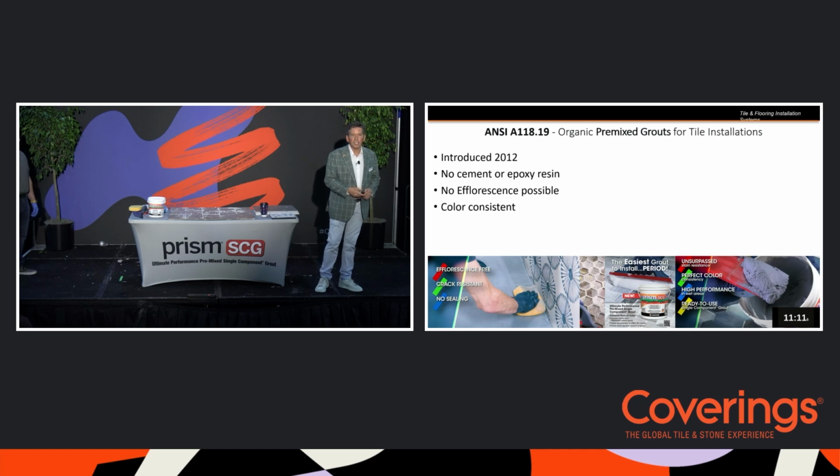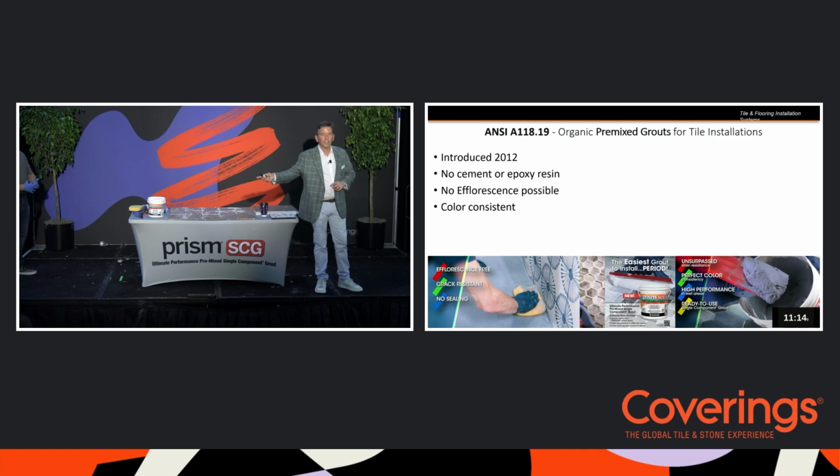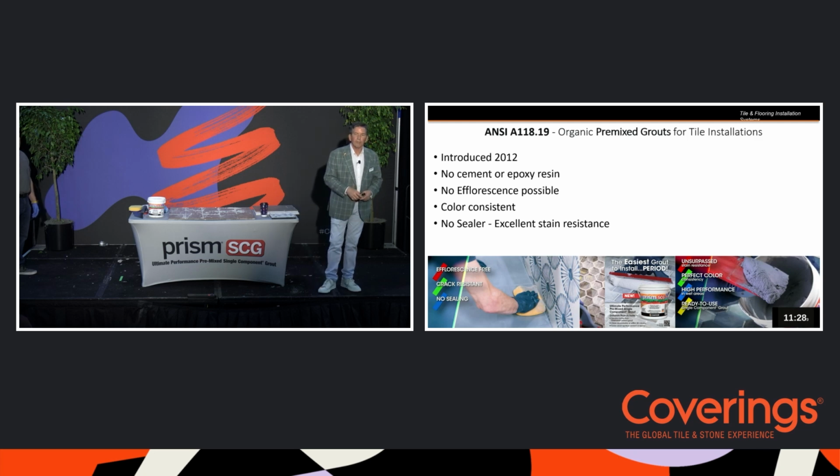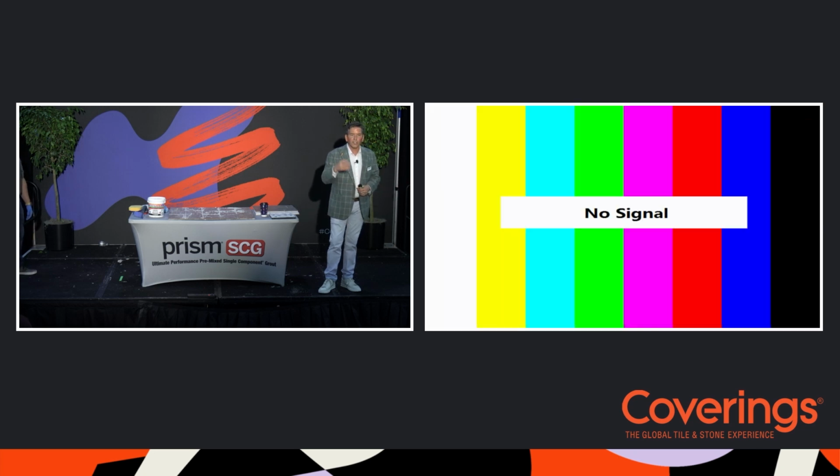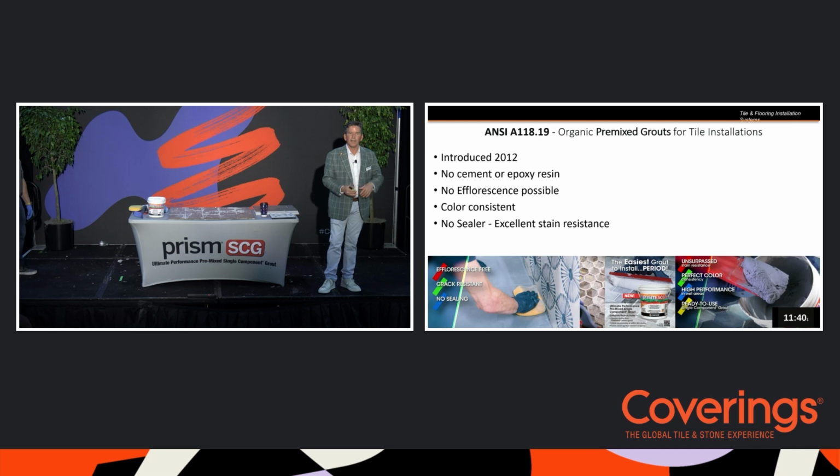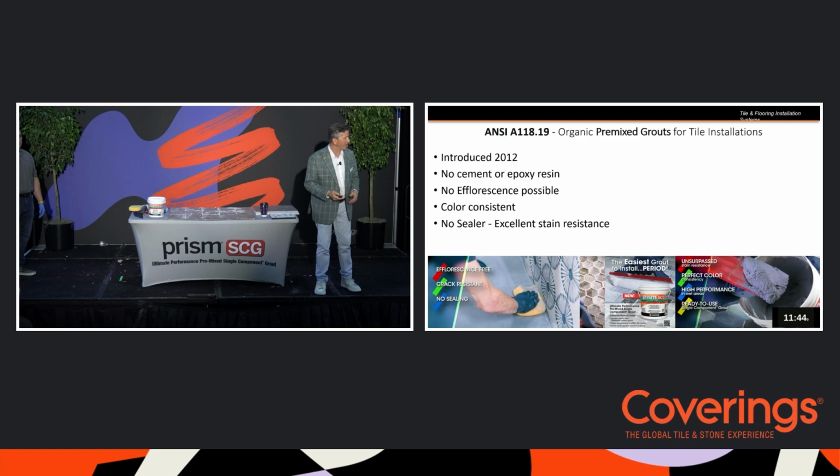They are absolutely color consistent from one side of the country to the other. They are not affected by temperature or relative humidity. These also don't require a sealer, so they give you that best stain resistance possible. And that's really what we want. We've got these beautiful porcelain tiles that the customer picks out, that we install and sell. And then the second thing they'll see is the grout. So we should have a tile that won't stain like porcelain, and then we should have a grout that won't stain like porcelain. It should really be very, very simple.